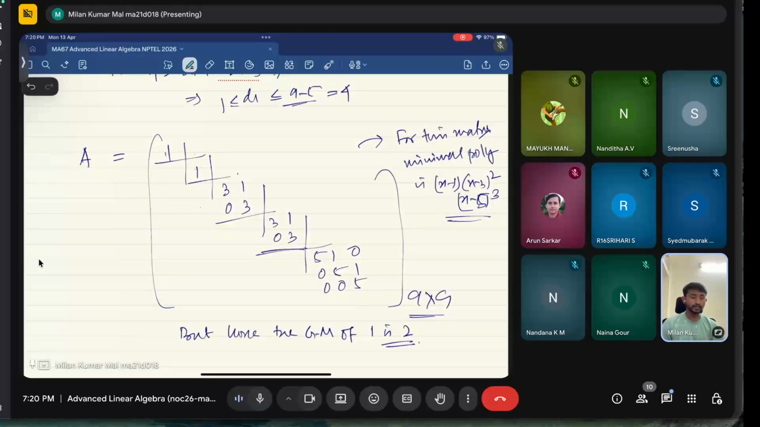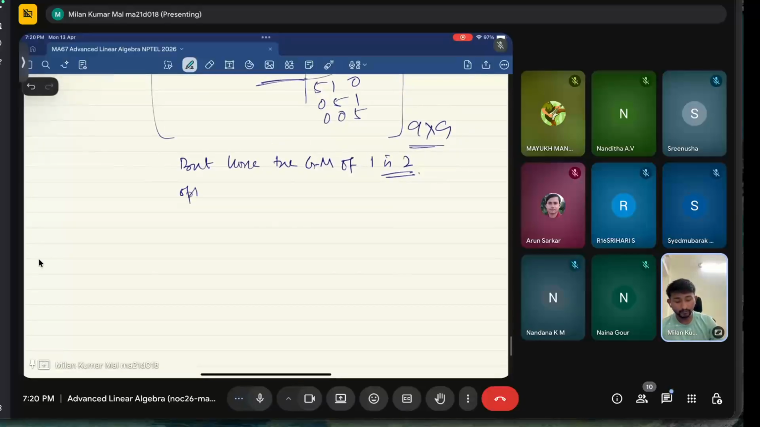In fact, one can change this fact a little bit and get a new matrix where the minimal polynomial is as it is, but the geometric multiplicity of 1 need not be 2. Then geometric multiplicity of 1 need not be 4. So therefore option A is incorrect.